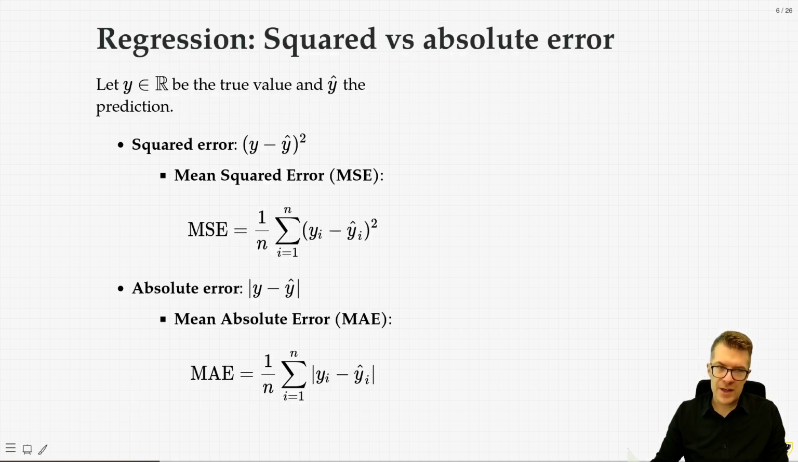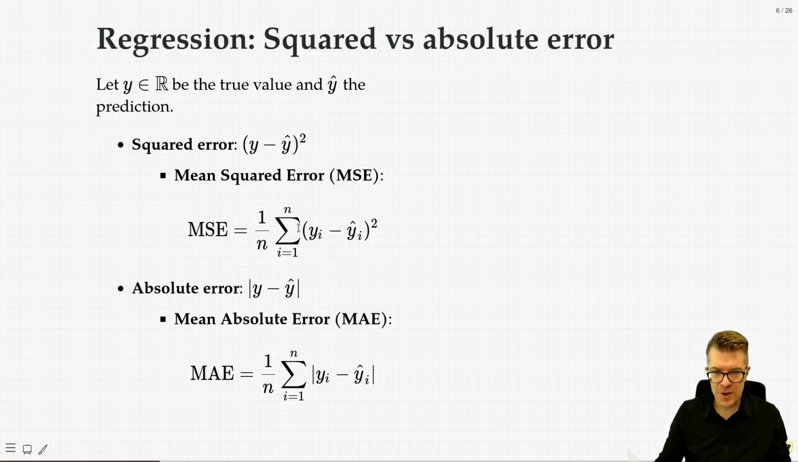So that's classification. Just a reminder of regression. I talked about squared versus absolute error. We have y, a real valued number. This is the true value, and y hat is the prediction, like we talked about a moment ago. So squared error is just the squared difference between these two values. And then the mean squared error is just the average of these squared differences.